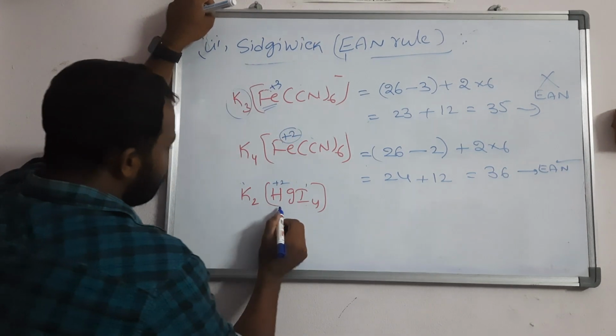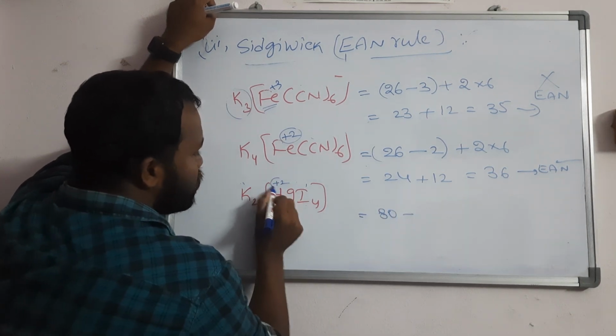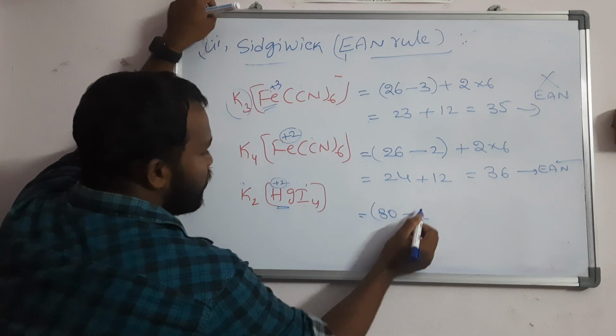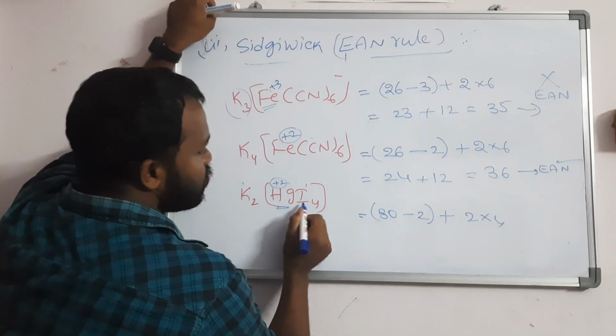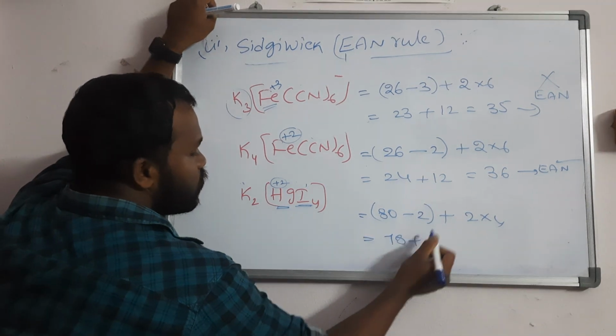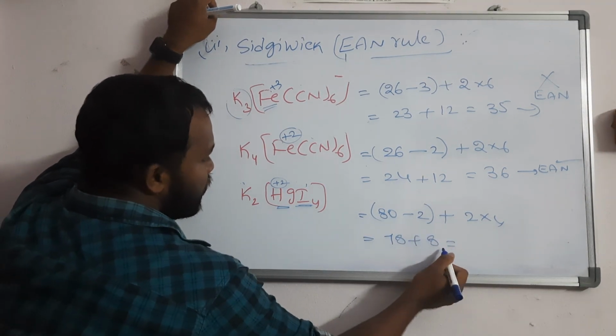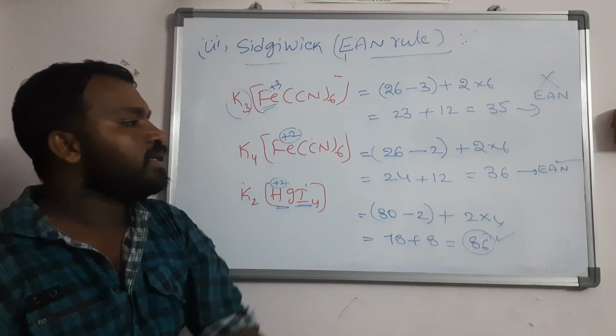Right. Mercury atomic number is 80. 80 minus 2, it loses 2 electrons, plus 4 into 2, because 4 is the coordination number. 80 minus 2 is 78. 4 into 2 is 8. 78 plus 8 is 86. Hence 86 means it obeys the EAN rule.